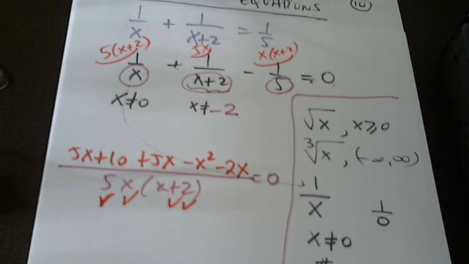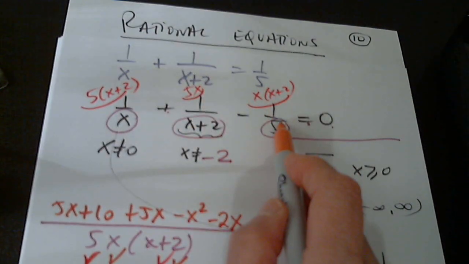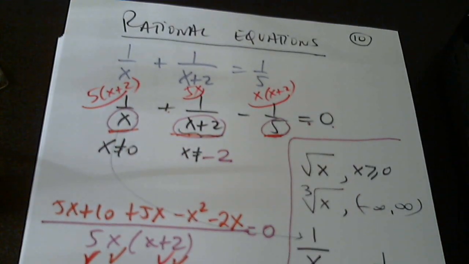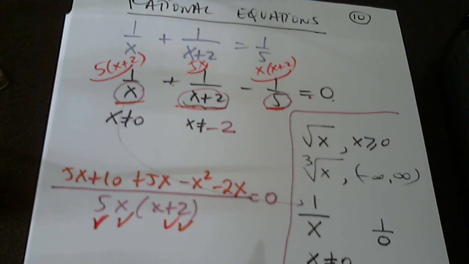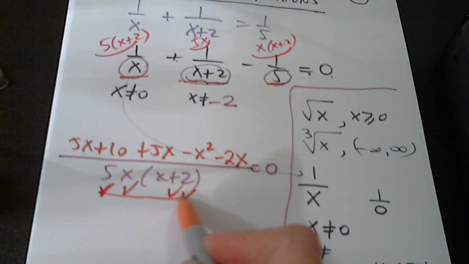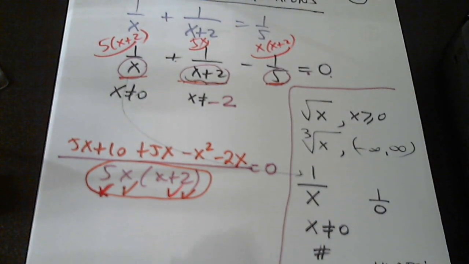Okay, let's recap. First, I moved 1/5 to the other side. And then I realized there are 3 different denominators. No common factors whatsoever. Because they have nothing in common, the least common denominator has to have all of them, all three: 5, the x, and the x plus 2.